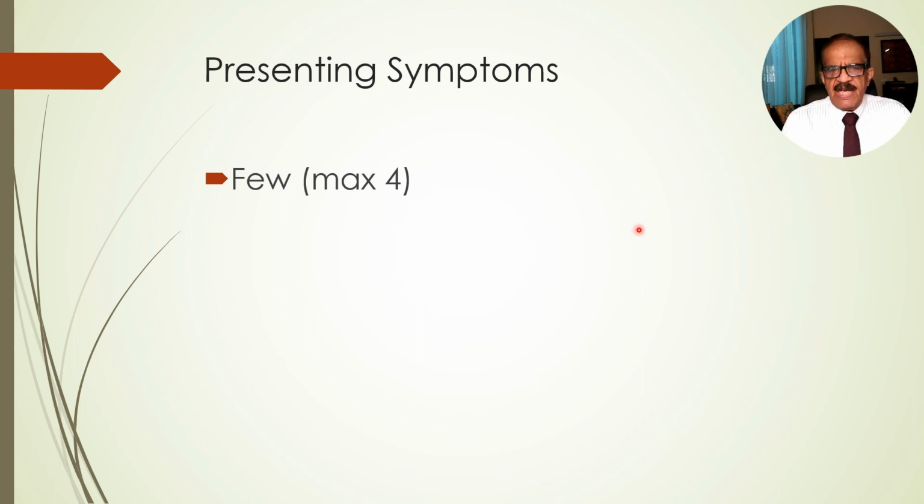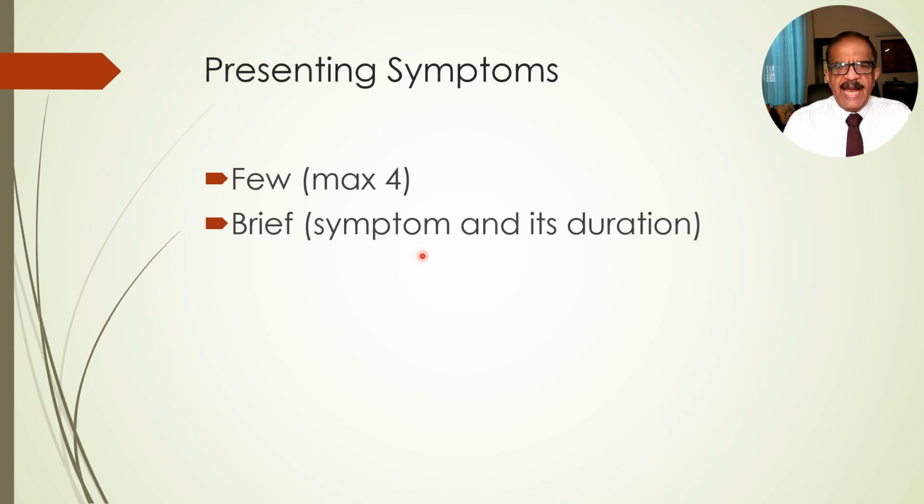I think the presenting symptoms should not be too many. There is no definite maximum number, but I guess maximum 4 should be more than enough. Maybe 1, 2, 3, but not too many. And just include the name of the symptom and its duration in this segment. Like for example, chest pain, 4 hours. You may add one adjective before the chest pain, like severe chest pain, but do not include a mini history here, because that is going to be covered in the next section, that is history of present illness.